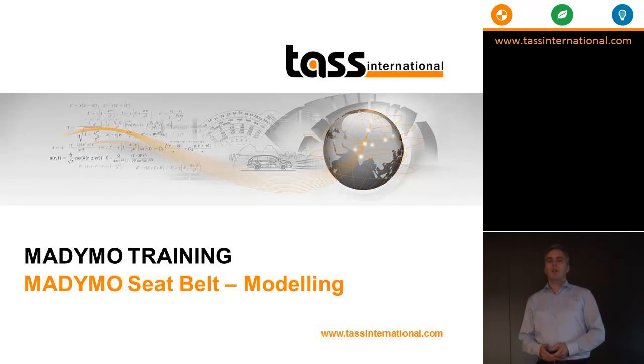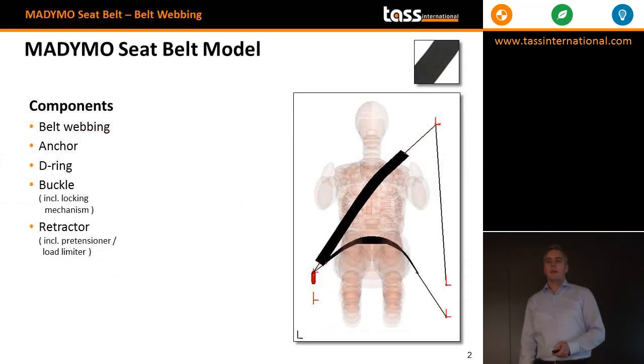Welcome to this MADYMO online training on MADYMO seatbelt modeling. In this training we will discuss how the different components of a seatbelt model in MADYMO can be modeled. As components we have the belt webbing, the belt attachment points, the anchor, the D-ring and the buckle, and the belt retractor system, including pretensioner and load limiter.